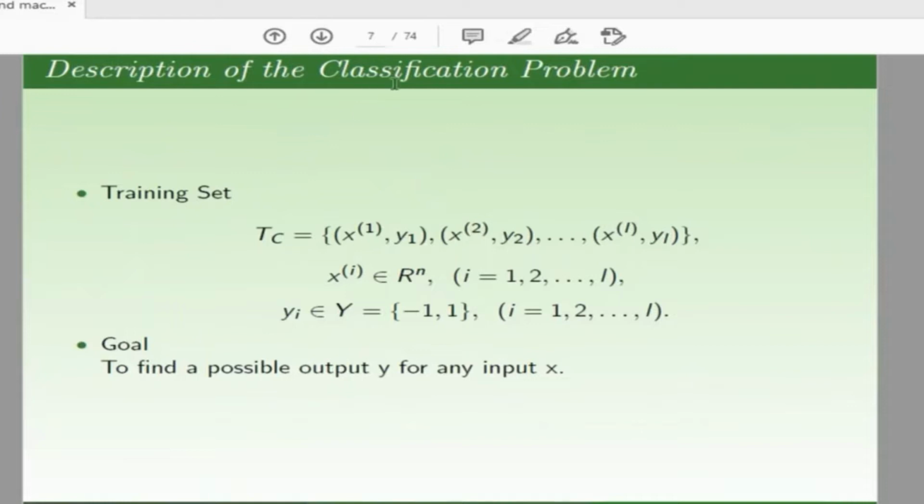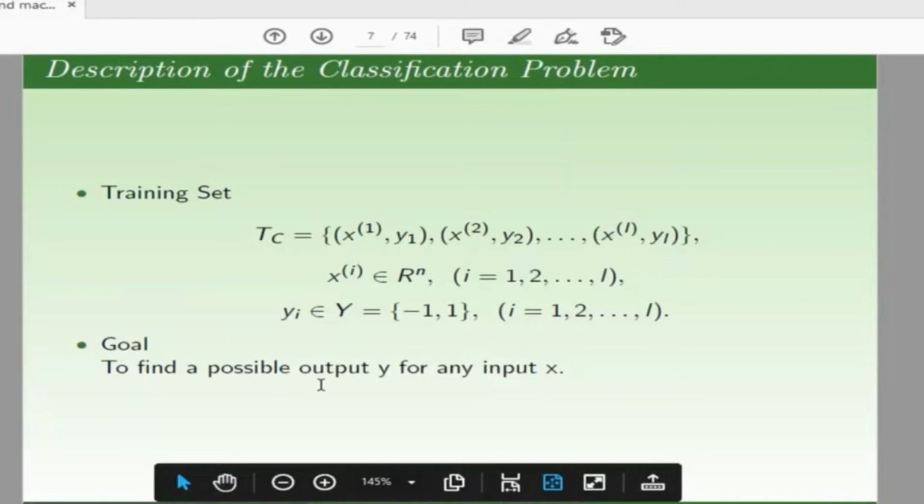Because we are talking about a classification problem, you are given L vectors in Rn, and you are given the class labels. So y1, y2, yl, these are class labels. Every data point has a class label of +1 or -1. What is our goal? Our goal is that you want to learn. Given this data, you want to learn, and then given a new input X, I want to predict its output. That's what the goal is.